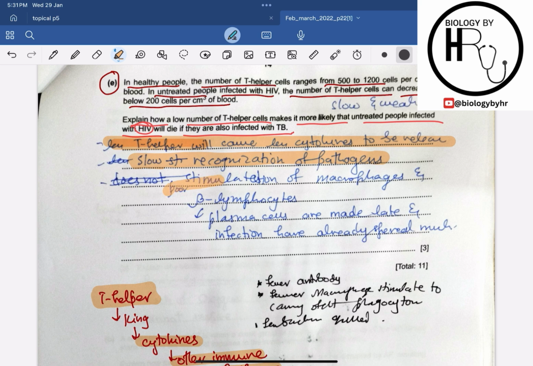So there will be poor stimulation of the macrophages and the B lymphocytes, and we know that B lymphocytes differentiate into plasma cells, which make the antibodies, right? So there will be poor stimulation, so the immune response will be late. If B lymphocytes are stimulated late, plasma cells will be made late, and if plasma cells are made late, then the antibodies will be made late, right? And the infection may have already spread among the body.